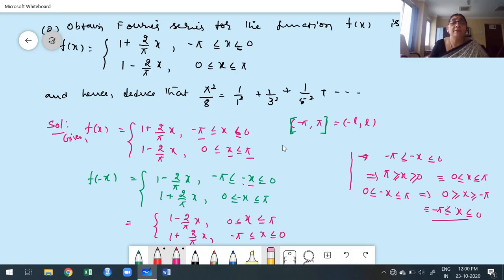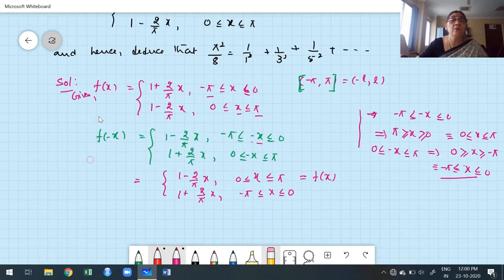Now you compare it. The given is minus pi to 0, 1 plus 2 by pi into x. To verify the second interval, 0 to pi, 1 minus 2 by pi into x. Now we get the same function. Therefore, what we are saying is that the given function is an even function.